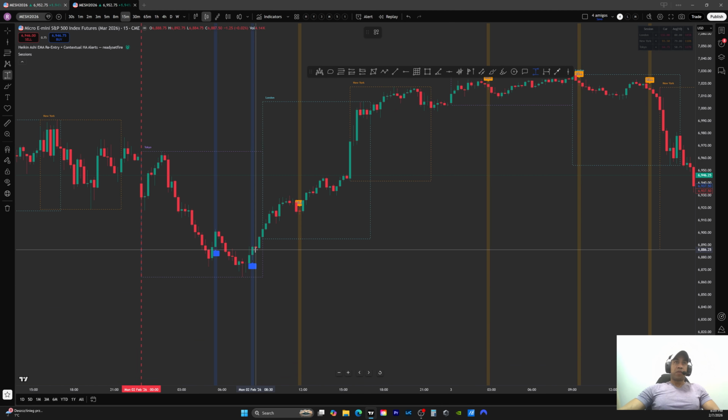So let's start with the first one. This is the first one. You enter over here, you put the stop loss kind of like over here, 17 points on ES, and you got stopped out, okay? So I'm gonna turn it red.